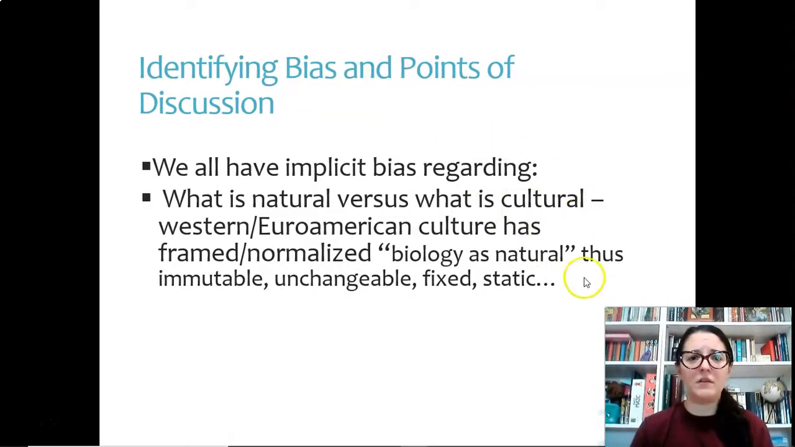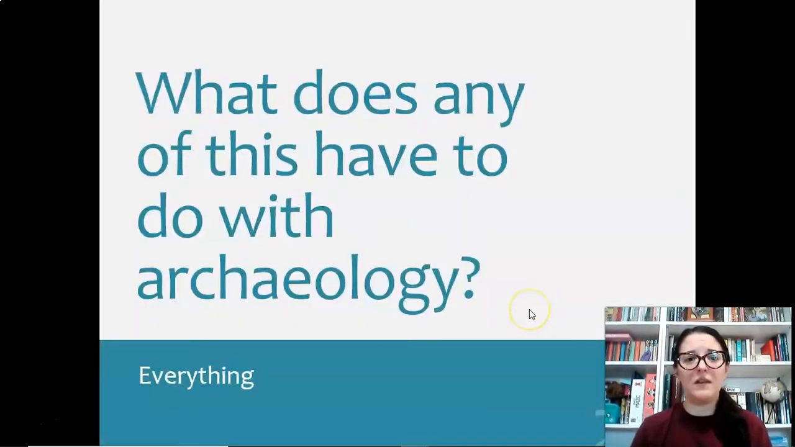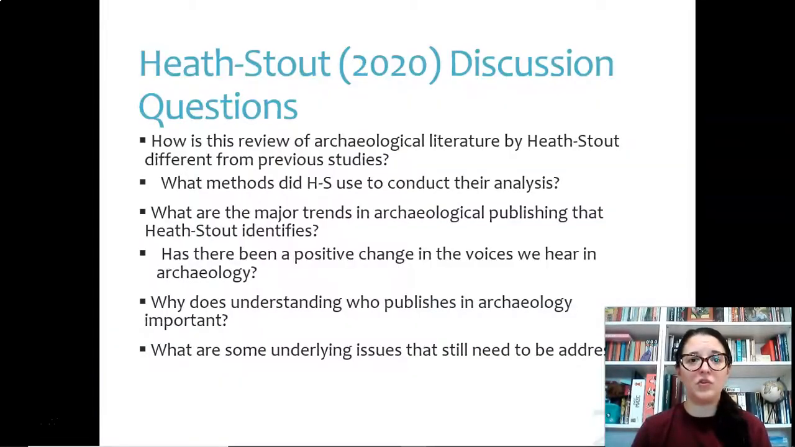So again, we want to identify our sources of implicit bias, and this is important because this, of course, has a lot to do with archaeology. It shaped our discipline. It shapes, again, the kinds of research questions we ask, our approach to gender, our approach to other aspects of identity when we're doing analysis of the archaeological record. And to illustrate the importance of intersectionality in the work we do as archaeologists, I wanted to introduce the work of Dr. Heath Stout, and their excellent contemporary review of archaeological literature.